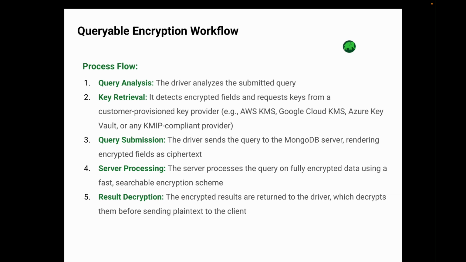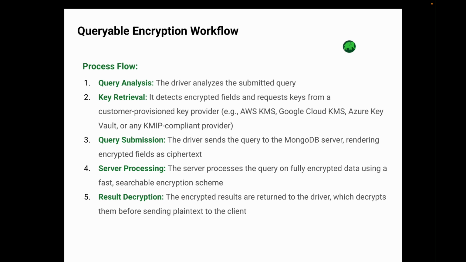Step 3. The driver encrypts sensitive information and sends the query to the MongoDB server, replacing plain text values with ciphertext. Step 4. Server processing. The MongoDB server processes the query on encrypted data using a fast searchable encryption scheme without decrypting sensitive values. Step 5. Result decryption. The encrypted query results are sent back to the MongoDB driver, which decrypts the response before delivering plain text data to the client. And just like that, MongoDB enables secure end-to-end encrypted queries without exposing sensitive data.